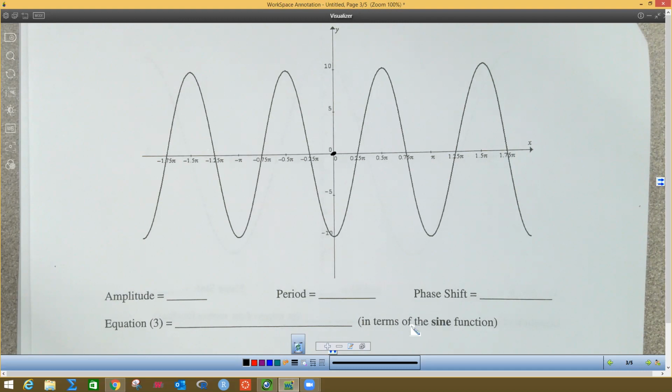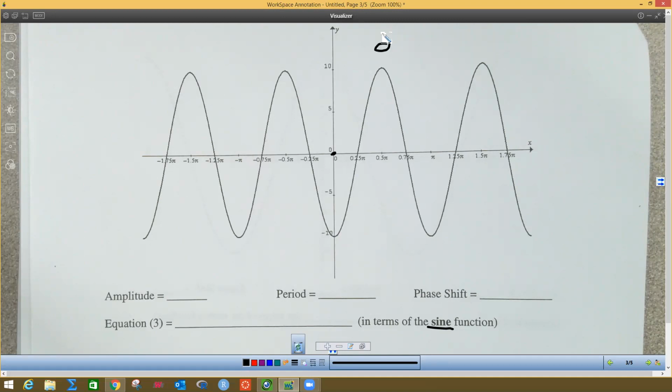Now look, this thing says in terms of sine. We're going to do that, but we're going to do cosine first. I want you to do both. Cosine normally starts at a max, doesn't it? But where's this one starting? At a minimum. You all see it starting at the bottom? So do you all see that?